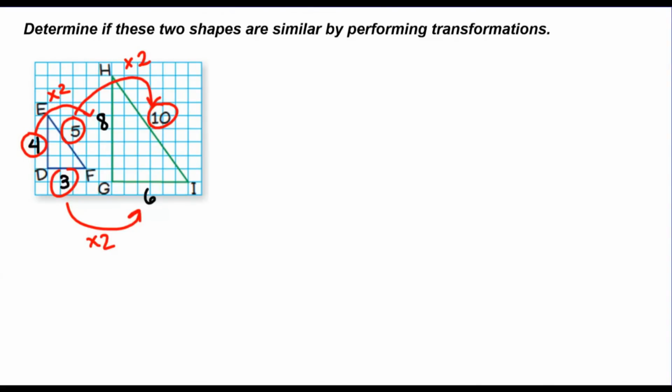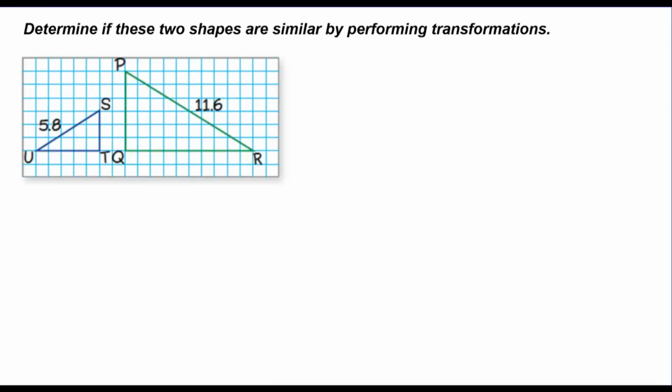And then I could perform a slide or a translation to map triangle DEF to triangle GHI. So I would say yes, these are similar because I can perform a dilation with a scale factor of 2 and a translation to map triangle DEF onto triangle GHI. So these would be similar triangles.